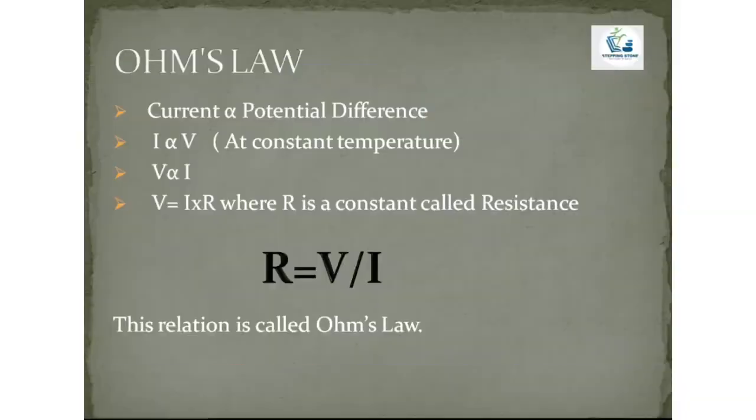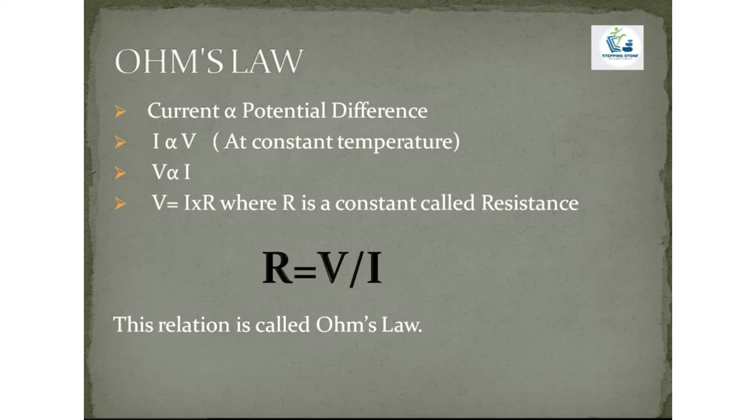So, if you increase the pressure difference, the speed of the flow of water increases. Similarly, in electricity, with potential difference increase, the current flow in a circuit increases. So we can say that current is directly proportional to the potential difference. That is, I is proportional to V at constant temperature. You have to remember this.